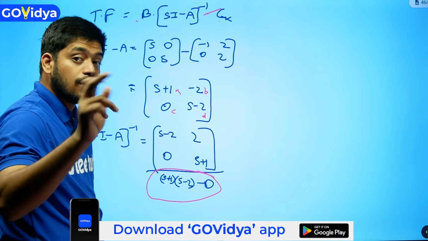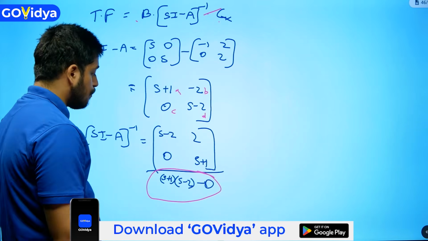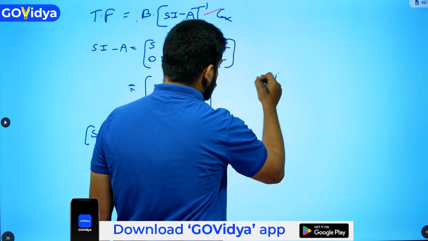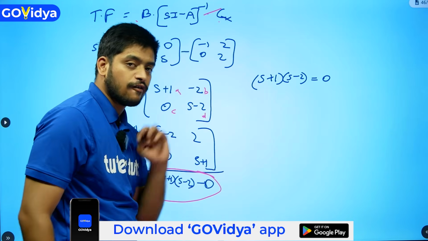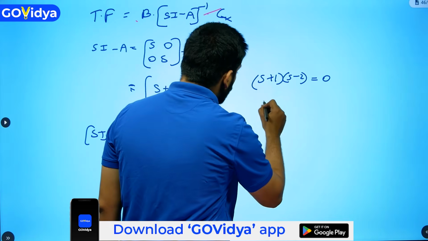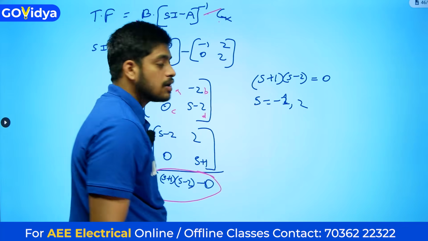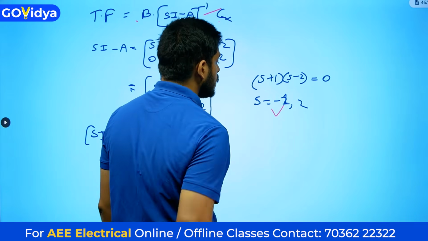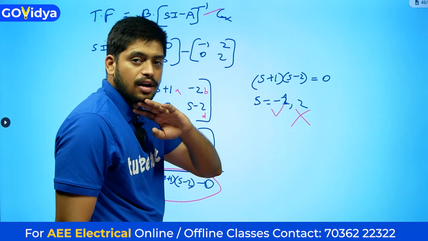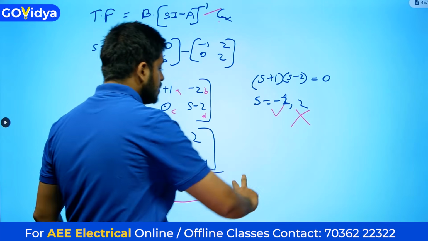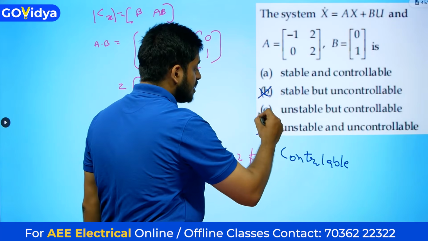So to determine the stability of the system, we will check with the poles. So here let us see with the poles. (S plus 1) into (S minus 2) is equal to 0. This is my equation of denominator and poles. So what is the value of S? Minus 1 comma 2. Minus 1 is in the left half of the S plane, but 2 is in the right half of the S plane. So my system is not going to be stable. So it is an unstable system. So we can say my system is controllable but unstable.